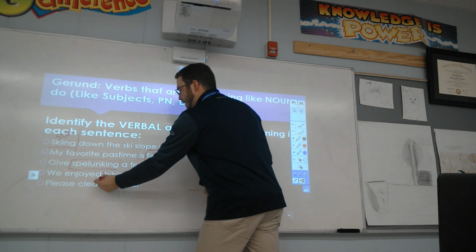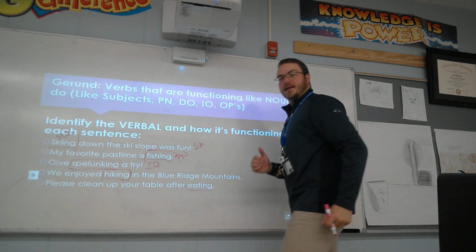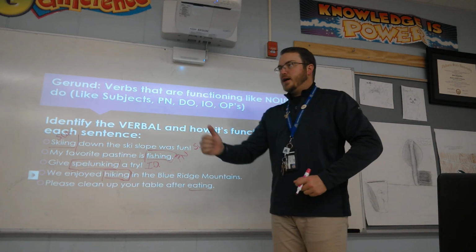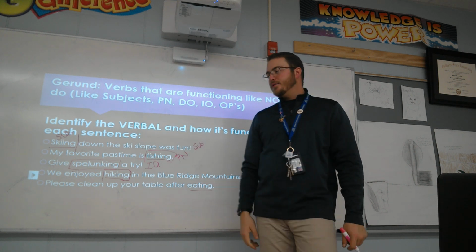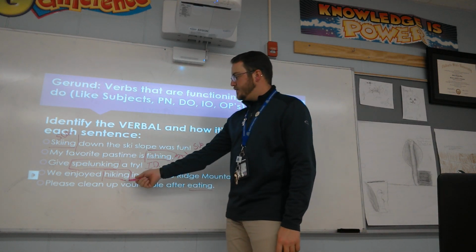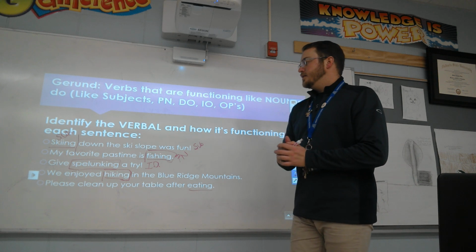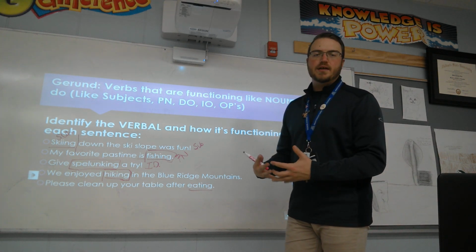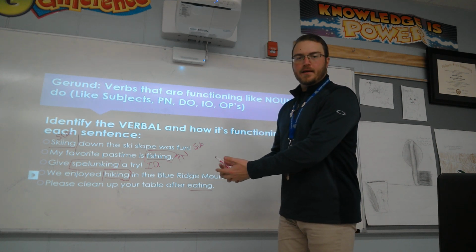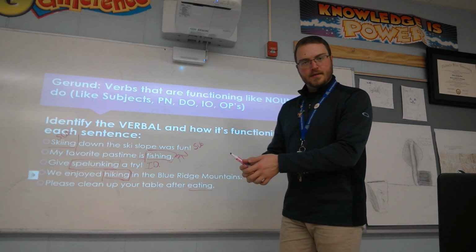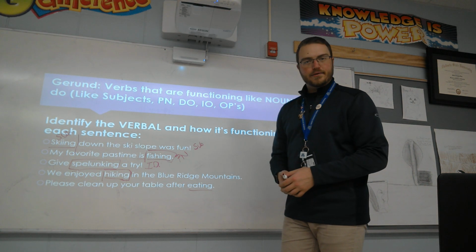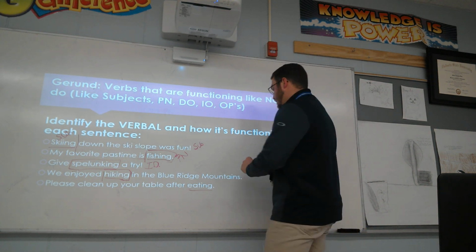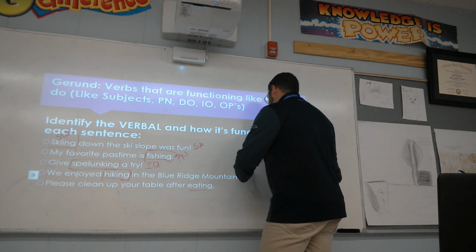We enjoyed hiking. We're talking about hiking as an activity. We're not going for a hike, we're not on the hike, no. We're talking about it as an activity, something we are doing. We enjoyed it, we enjoyed hiking. We enjoyed the activity, we enjoyed the thing. And when we enjoy a thing, that makes it a noun. And it's our direct object because what did we enjoy? We enjoyed hiking.